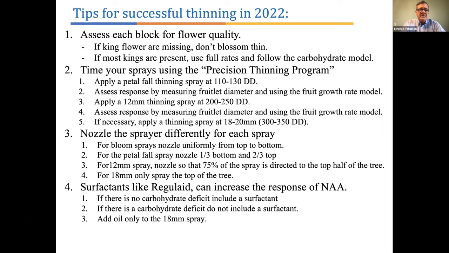If king flowers are missing, then I don't like to blossom thin. I'd rather wait and attack it at petal fall and 10 millimeter. But if the kings are present, I think you have to blossom thin and generally use full rates, but follow the carbohydrate model. Time your thinning sprays based upon degree days, as we mentioned in the earlier presentation, and use the fruit growth rate model between each spray to assess the real impact of that thinning spray.